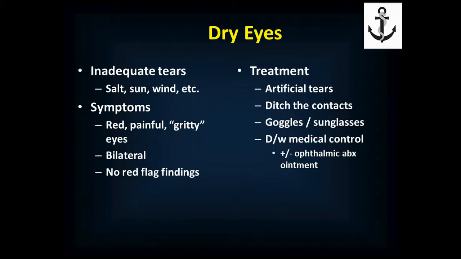If they wear contacts, ditch them. Get rid of them. They need to just wear their glasses because the contacts will continue to dry and irritate the eyes. Wear goggles or sunglasses to protect the eyes, and then talk to medical control. Chances are that you'll end up giving the patient an ophthalmic antibiotic ointment. The ointment soothes the eyes and makes it more comfortable, but it's also very difficult to distinguish this from an infectious conjunctivitis, and so to be sure the patient may be put onto an ophthalmic antibiotic ointment.